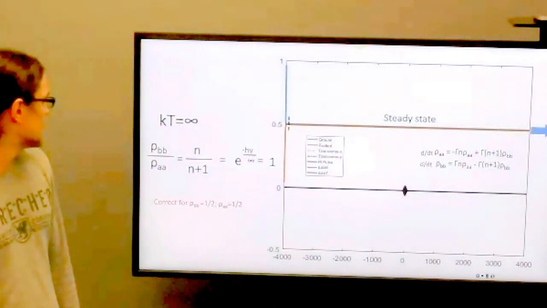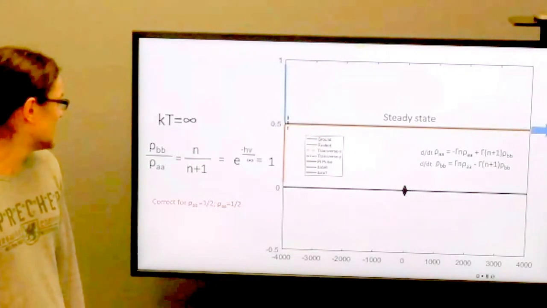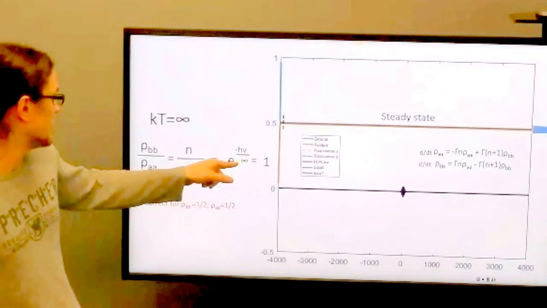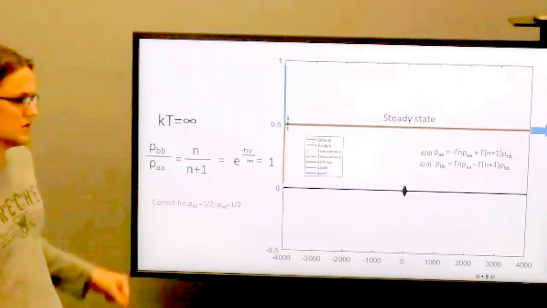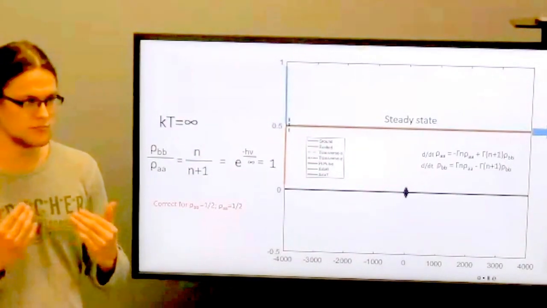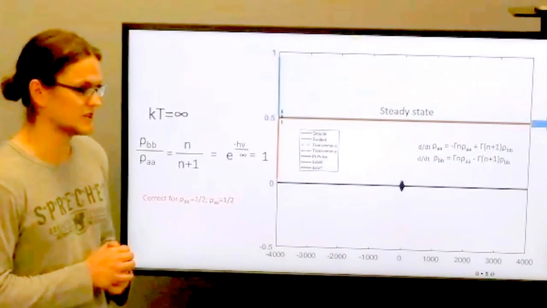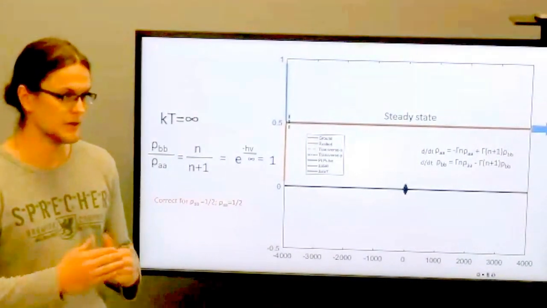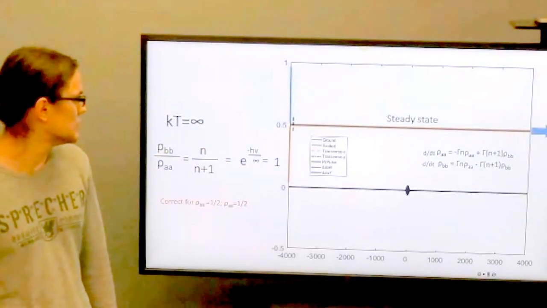And then if we put infinite energy into the system, well, if we put infinity into our Boltzmann factor, we'll get a ratio of 1. So that assumes that the ground state and the excited state will have equal populations. And even if we try to drive it out of the excited state, there's an infinite energy keeping it in this steady state solution, so it's not going to move.